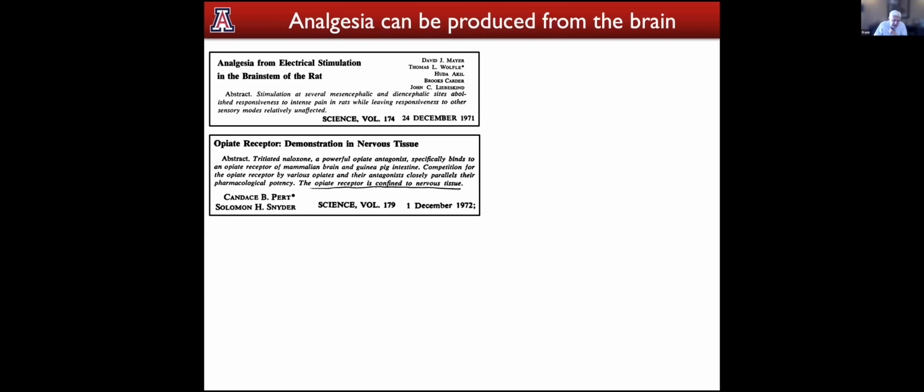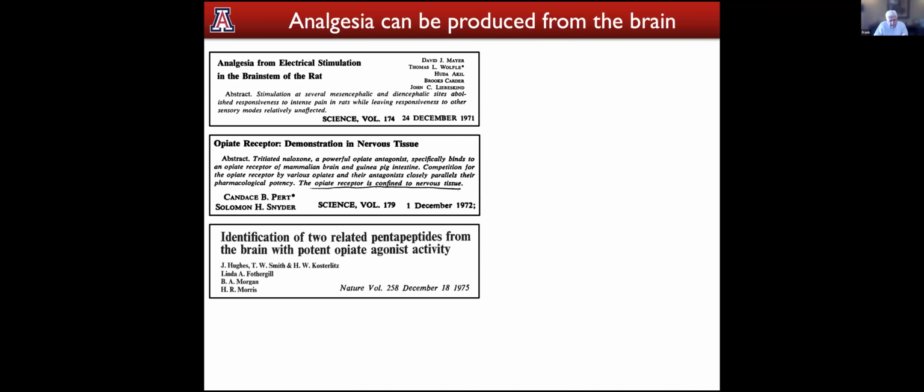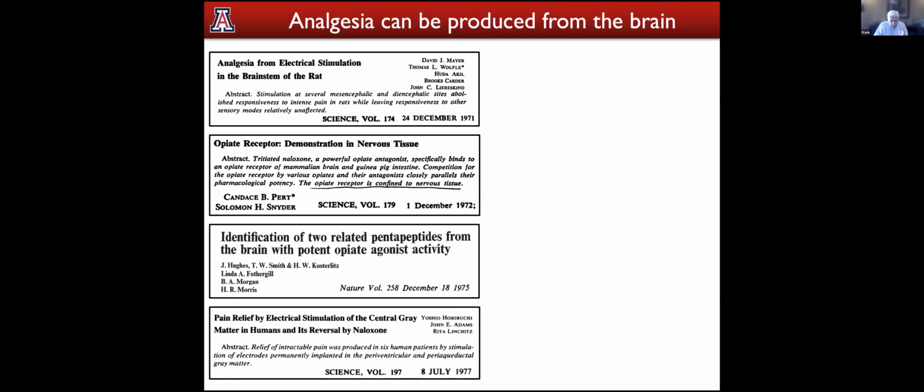This was followed just a year later by the identification of an opioid receptor by Pert and Snyder in 1972. The presence of an opioid receptor in the brain of the rat suggested that there might be endogenous ligands for the receptor, and these were discovered in 1975 by John Hughes and Hans Kosterlitz, the endogenous opioids, the enkephalins. And so now we had some basis for an opioid-sensitive circuit in the brain.